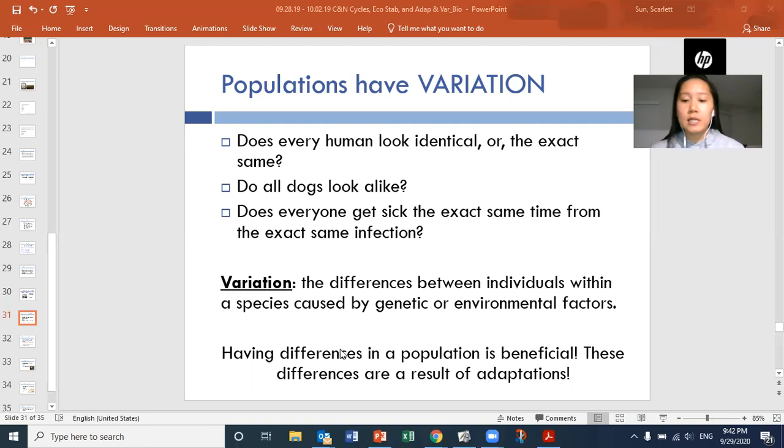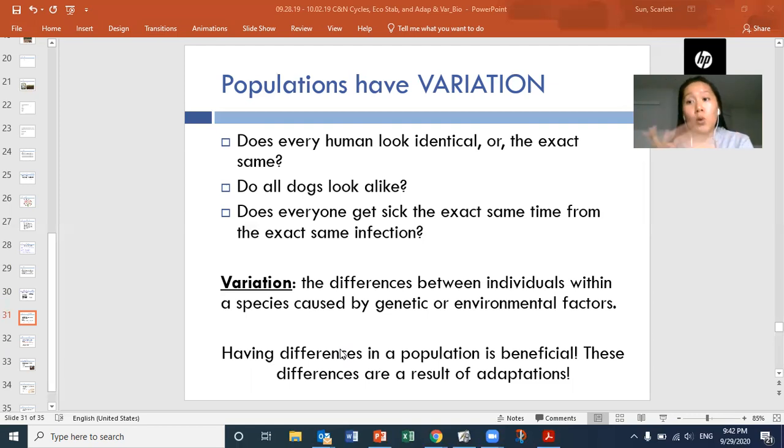So having differences in a population is beneficial. These differences are a result of adaptations, and we'll talk about adaptations next. The reason it's beneficial is because if every single population was identical, then if a disease struck, everybody who has the same immune system who's weak to this disease is going to die out and the whole population will get wiped out in an area, right? That's not great for survival. So having differences means that some people are better at surviving things and some people are worse at surviving things.